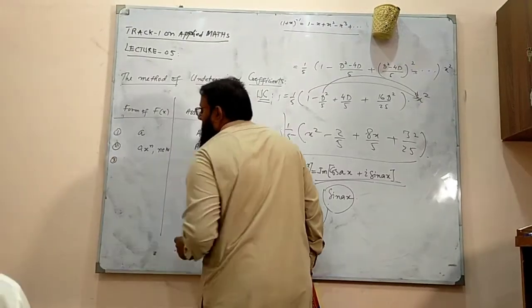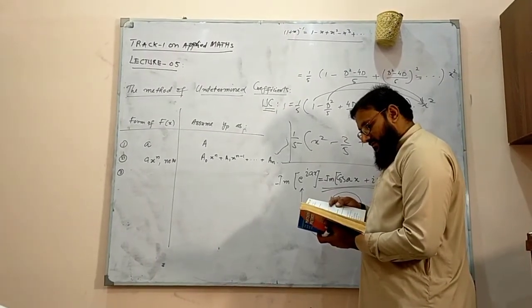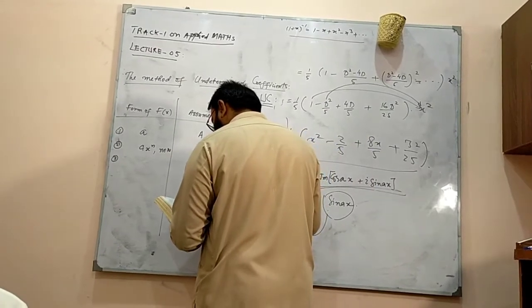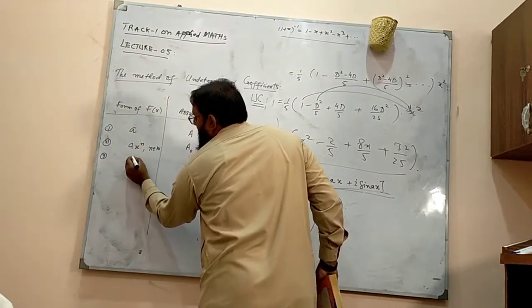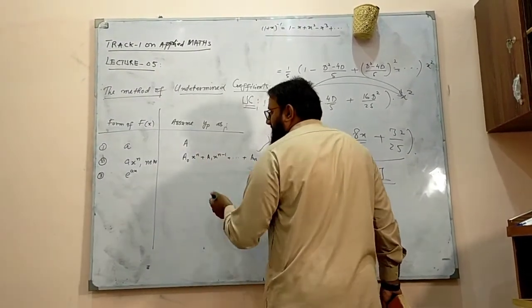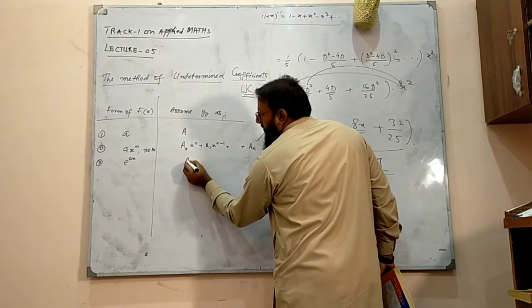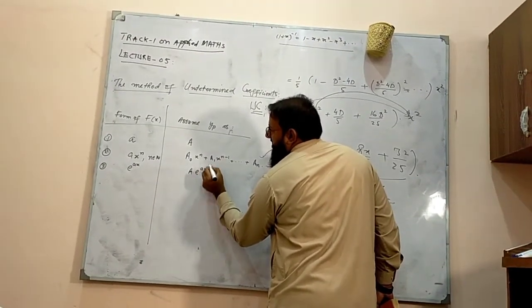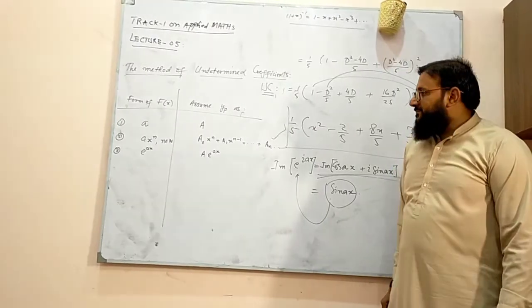Now third one is if this is exponential, e power a x, then it's going to be some constant times e power a x.